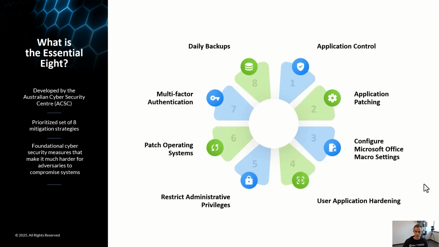But at a very high level here to get things kicked off, the Essential 8 is a framework developed by the Australian Cybersecurity Center. And at a very high level, it's a prioritized set of 8 mitigation strategies you can leverage that ultimately reduces your attack surface and makes it harder for adversaries to compromise your systems.